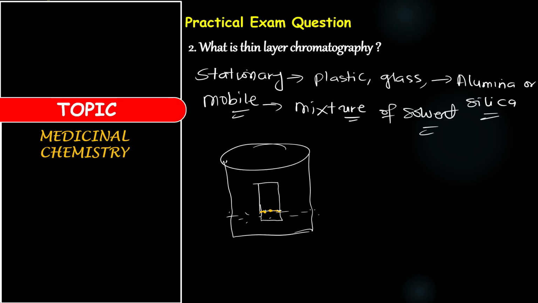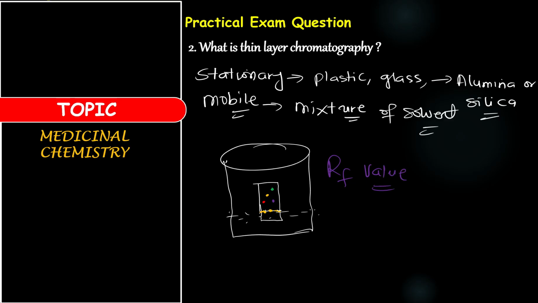And as it moves up the paper by means of capillary action, the spotted substances will start moving along based on their attraction or affinity with the mobile or the stationary phase, and they will be separated. Like you may have a red color, then another one that is blue somewhere around here, then another one that is green somewhere around here, and then another one that is purple somewhere around here. Then you calculate the RF value.